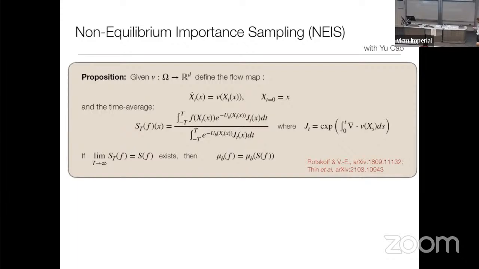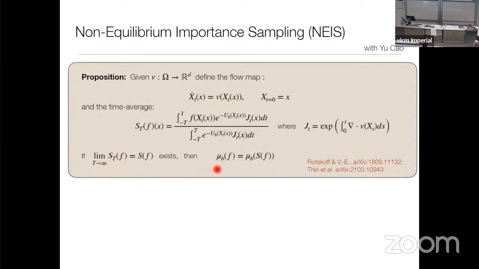So I'm going to start with a little proposition that was proven a while back, essentially by Roscoff and myself. It's an identity which says that if you give yourself a map, this time time independent, and you compute the time average of the observable with respect to this map, the time average is defined in this way, where J is just the Jacobian of the map. Then if this time average converges in the limit of t going to infinity, in fact, this limit is not necessary. I'm just using it because the statement is simpler to state this way.